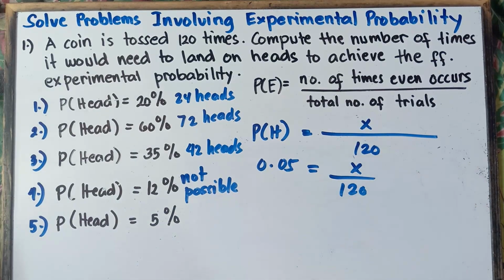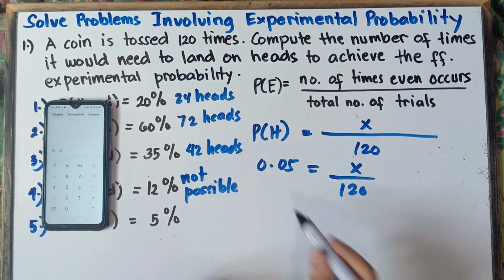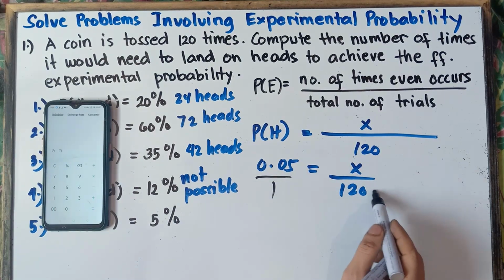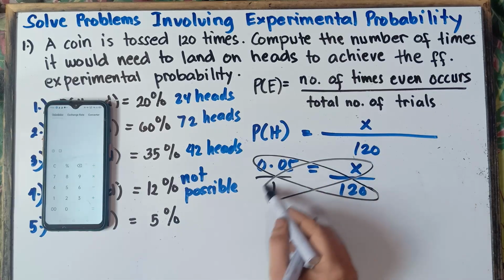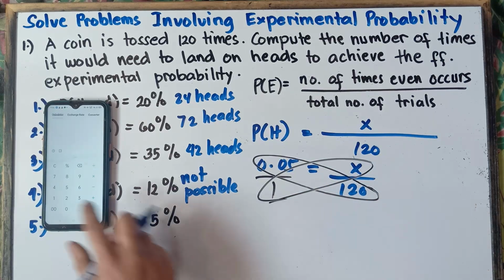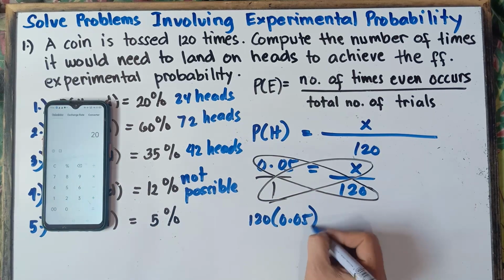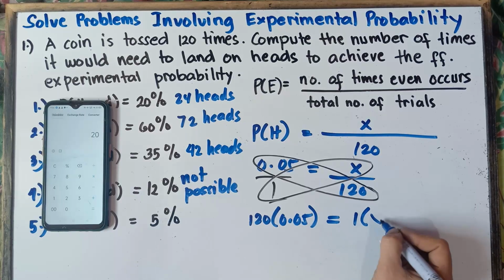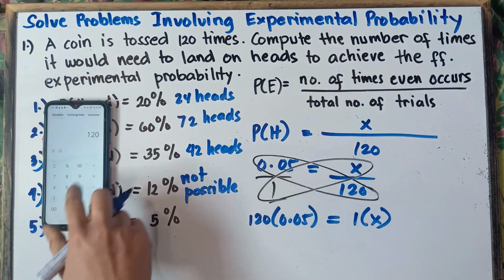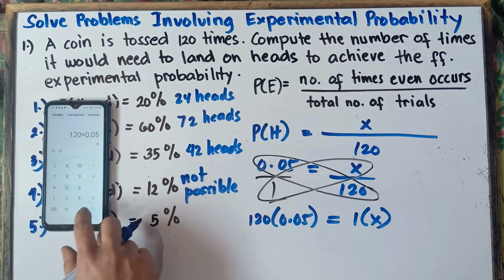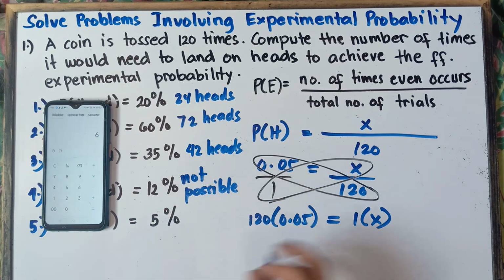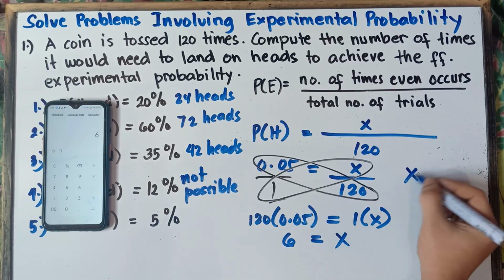Simply do cross multiplication. Understood that there's 1 here, so we can write over 1 and then cross multiply. Alright, so this will be 120 times 0.05 is equal to 1 times x. So 120 times 0.05 would be equal to 6, is equal to 1 times x, that would be x. 6 equals x is just the same as x equals 6.